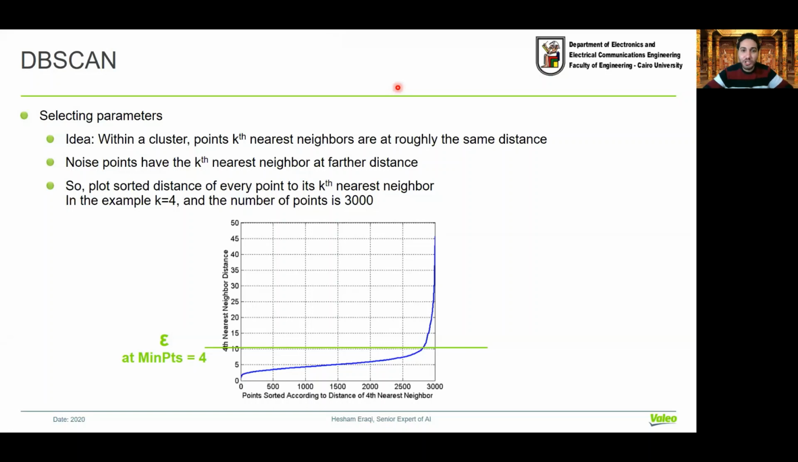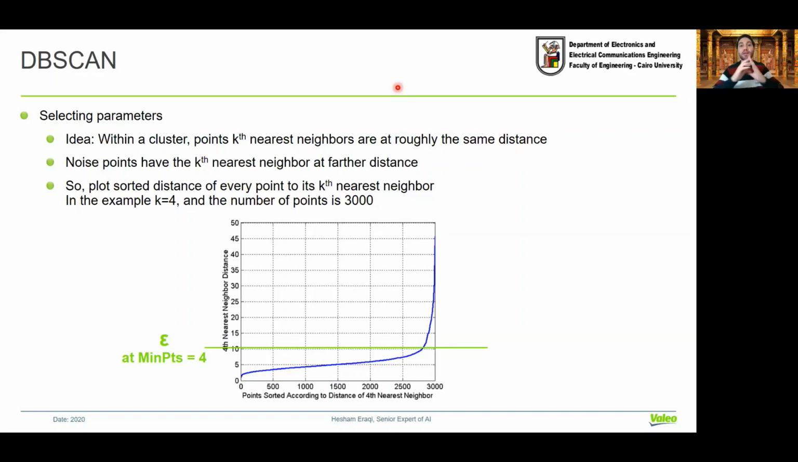And if I ask each one of us that question, what is the distance between you and your third nearest neighbor point? You will find that almost all of us will give almost the same distance because we are points at the same cluster. But if you do the same exercise for points that are noise, they are not belonging to a cluster, you will find that the distance is much higher, and from this we can know to which value we should estimate the epsilon.